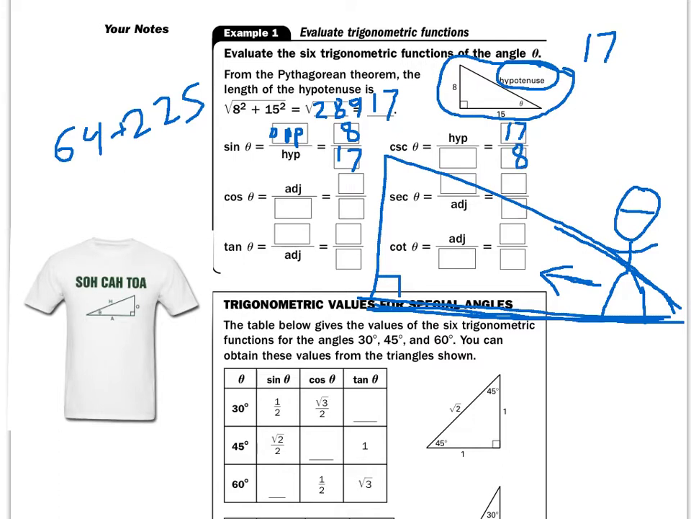Cosine is adjacent over hypotenuse. Well, what's adjacent to it? What's next to it? Right here, 15, right? So 15 over 17, and then that would mean the secant would be 17 over 15. The secant goes with cosine, and the tangent is opposite over adjacent, which in this case happens to be 8 over 15, and the cotangent would be 15 over 8.